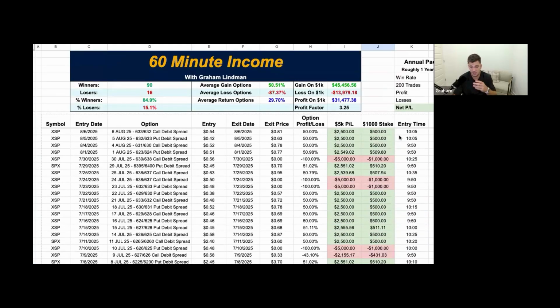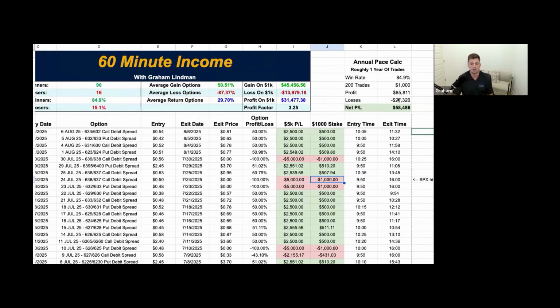So again, I try to be very clear about this. There's going to be winners. There's going to be losers. I think we all know that. There's also going to be times or weeks where it's really hot. Like the week going into launch, I made $5,000 that week personally. We won all 5 of those trades. And then there's going to be weeks where it doesn't win every single one. But over time, you can see the stats, how it's looking, the annual pace, all that good jazz.